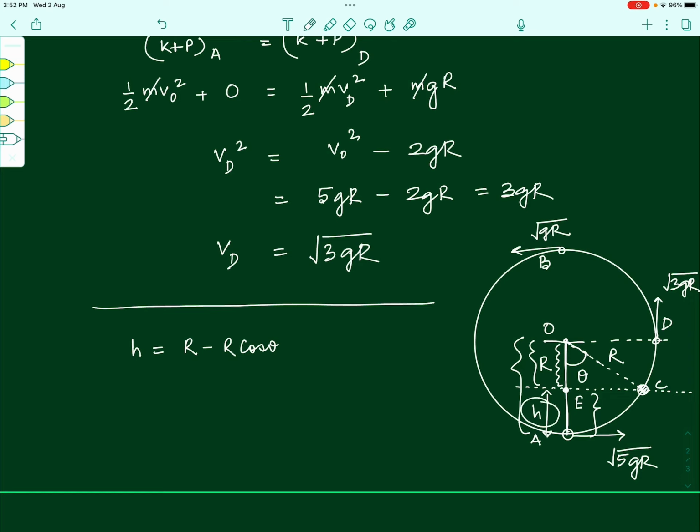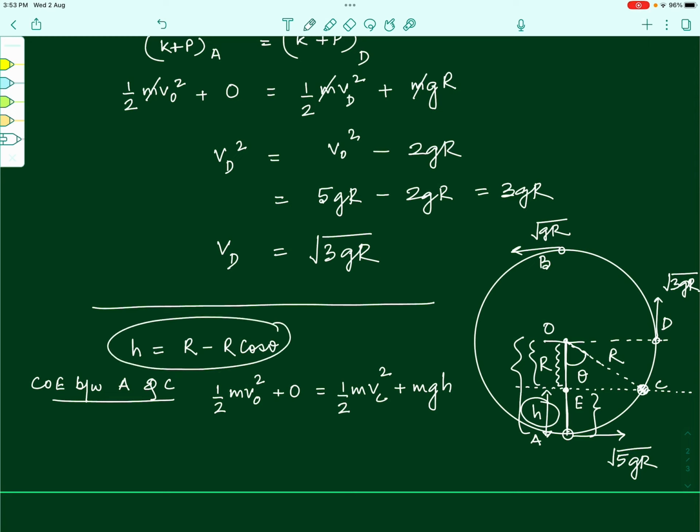Once we get the value of h, then we can use the law of conservation of energy between A and C. When we do that, we shall get half mv naught squared, the kinetic energy at A, plus 0, the potential energy at A, is equal to the kinetic energy at C, which will be half mvc squared, where vc is the speed at the point C, plus mg into h, where now this value of h you can substitute here and solve this expression. See that the answer for Vc will come out in terms of theta.